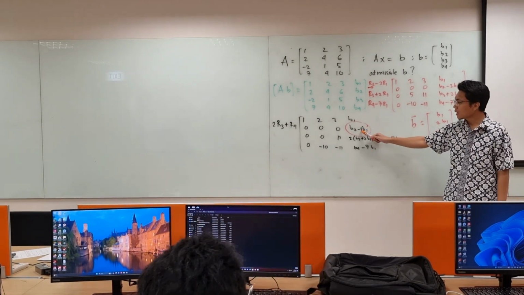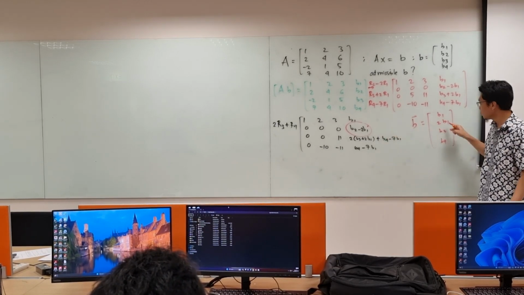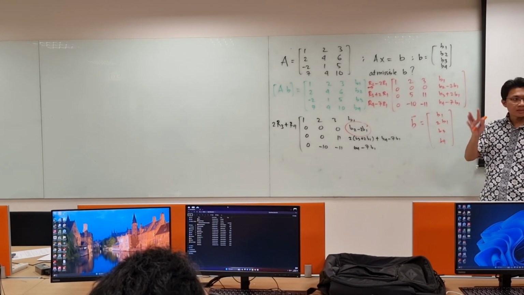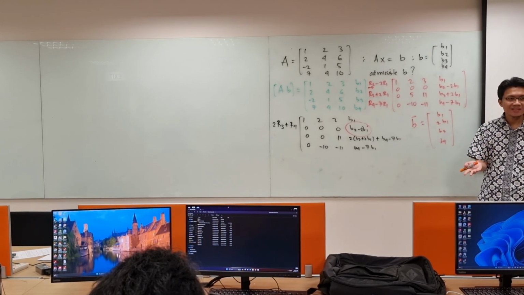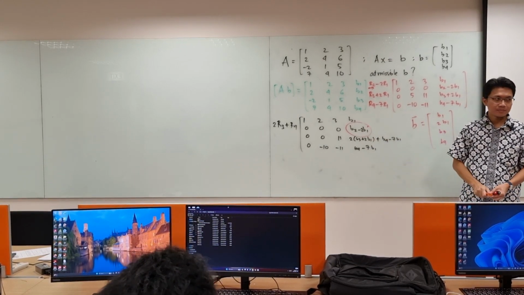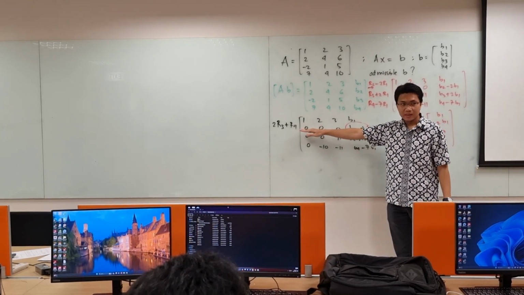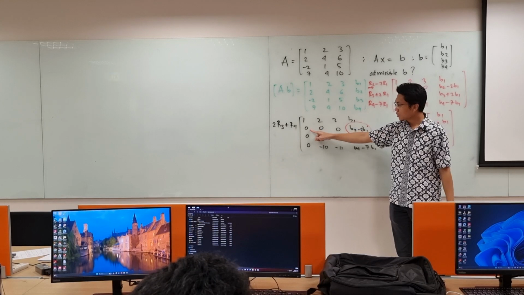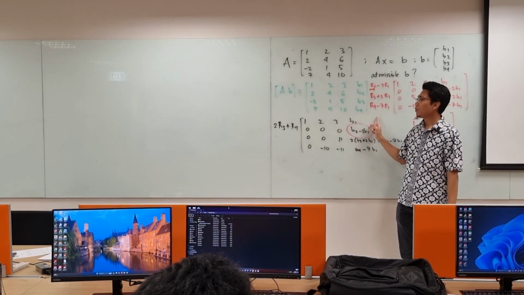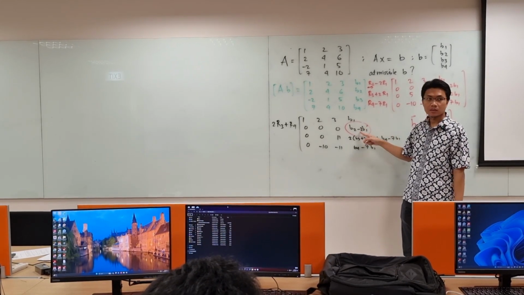Do you know why we write down this? Now, what's the reason why we put B2 equal to 2B1? What's the reason? From this, what do you read? So there will be a solution. Okay, let me read here. Let's read the second row: 0 times x1 plus 0 times x2 plus 0 times x3 must be equal to this one.